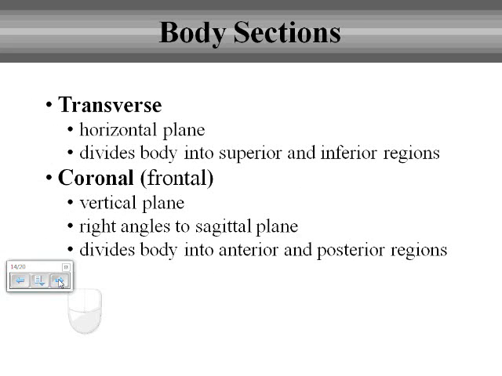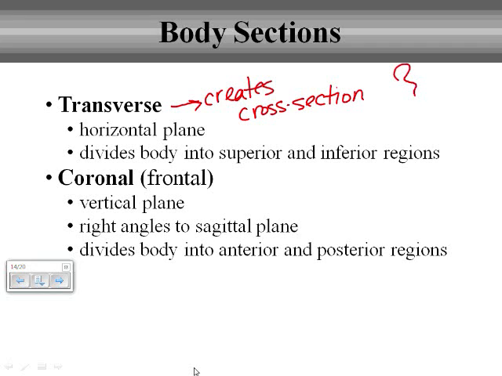Then we have transverse, all right? Transverse, which is horizontal, all right? This creates superior and inferior. I guess this kind of creates a cross-section. So the idea that here's your bad human body, Ross. All right? When you make a transverse plane, you're cutting horizontally, right?